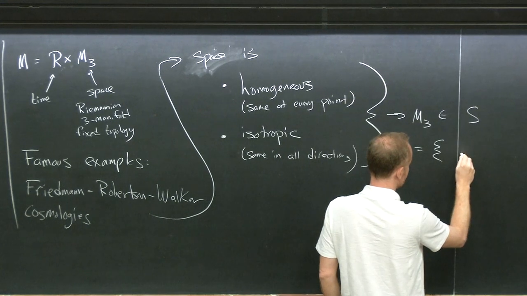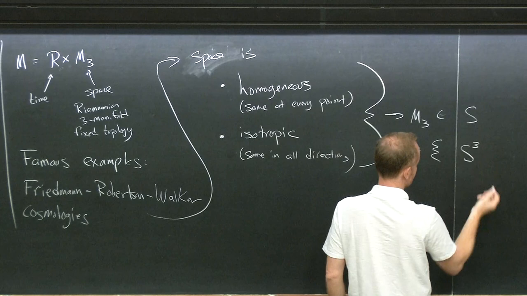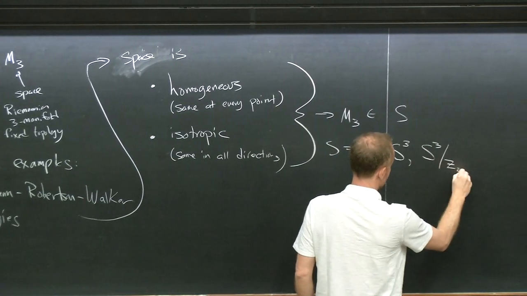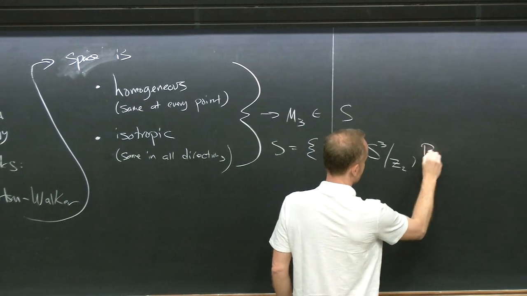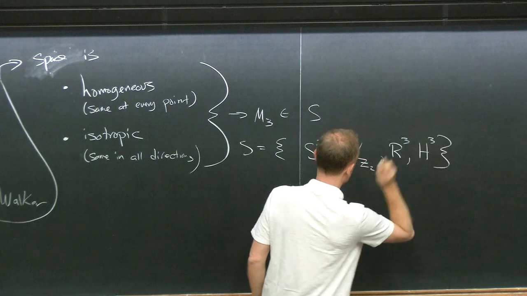So there's S3, the three sphere. Where should I put the three? I'll put it here. There's a manifold, which is the one people forget, S3 mod Z2. There's R3, and there's H3. Okay, so what are these?